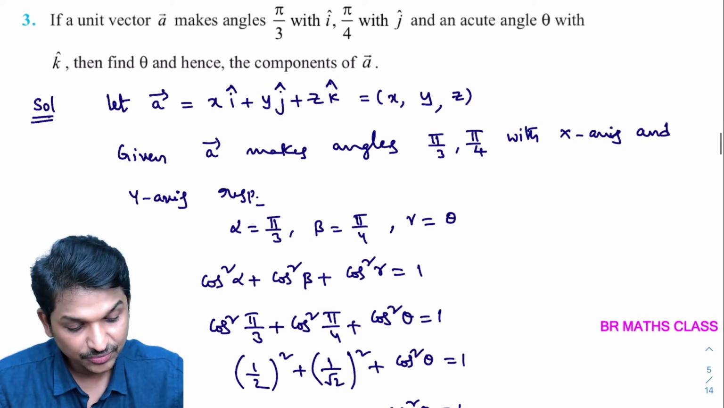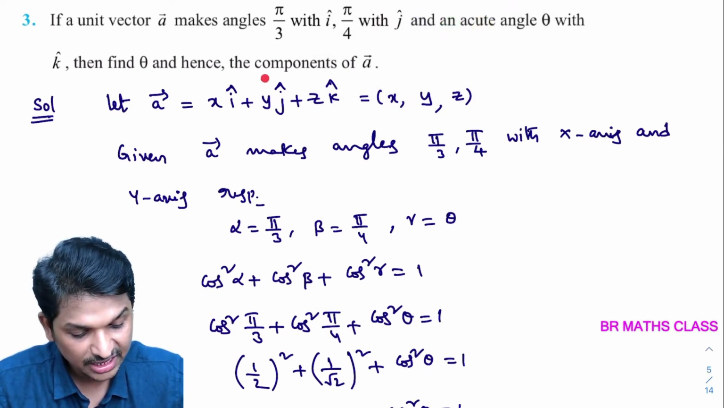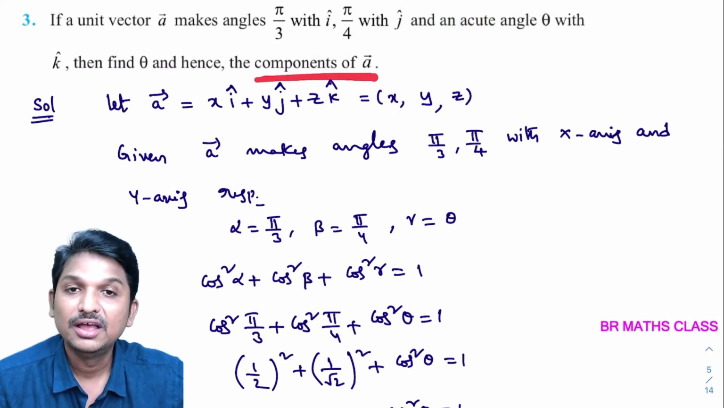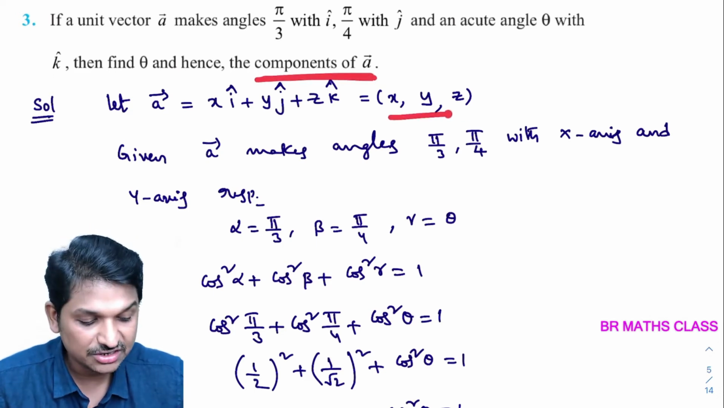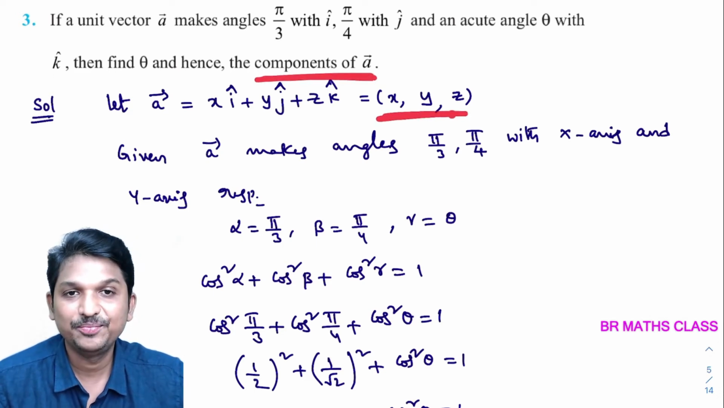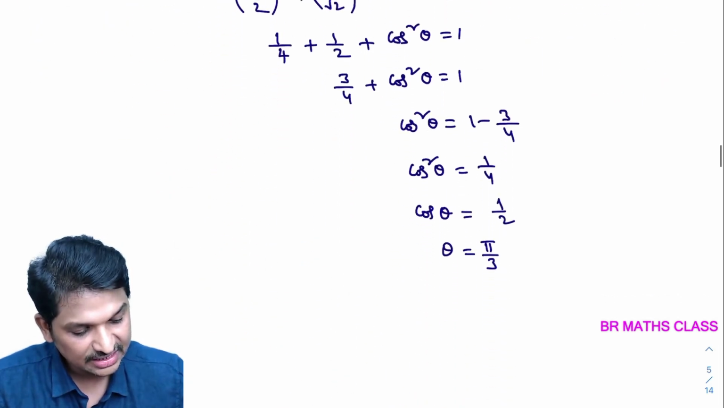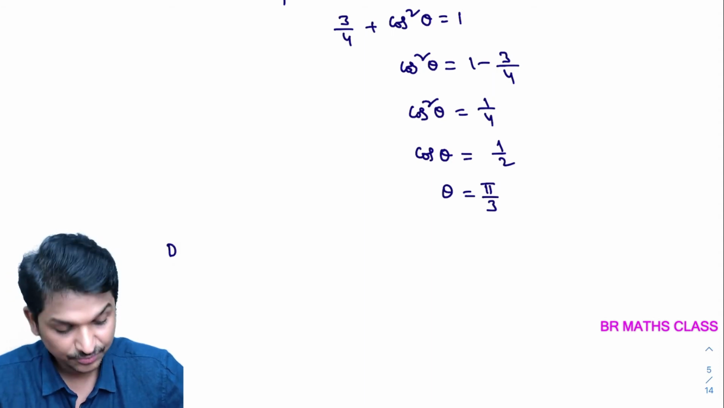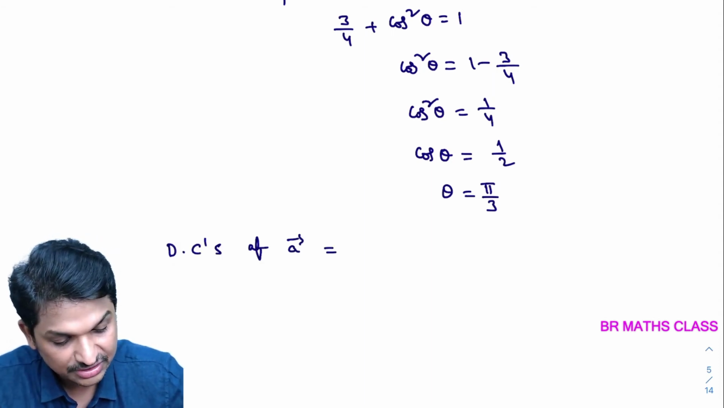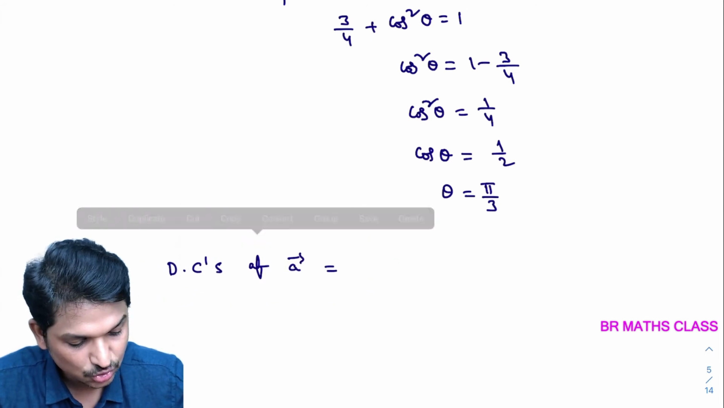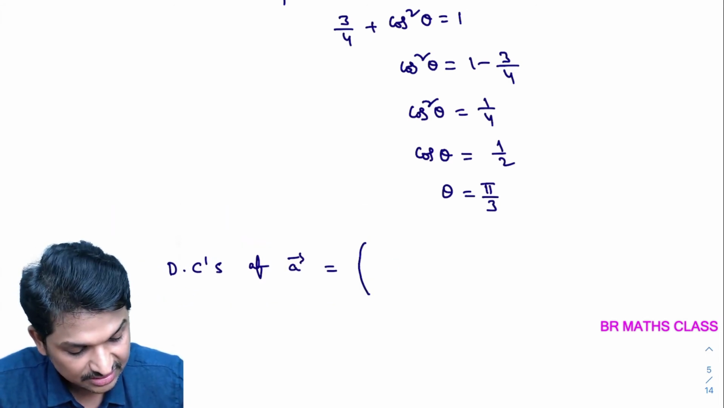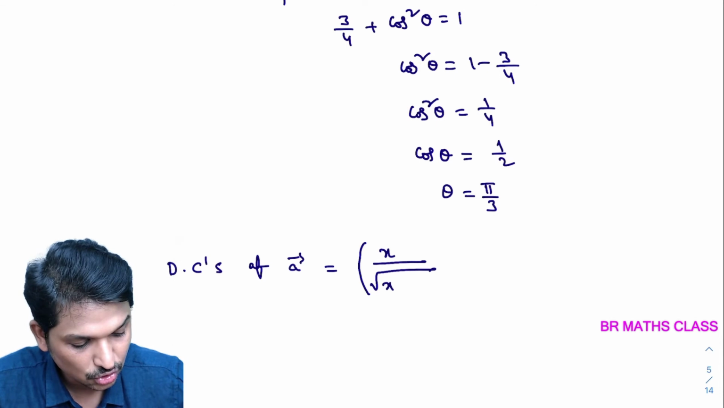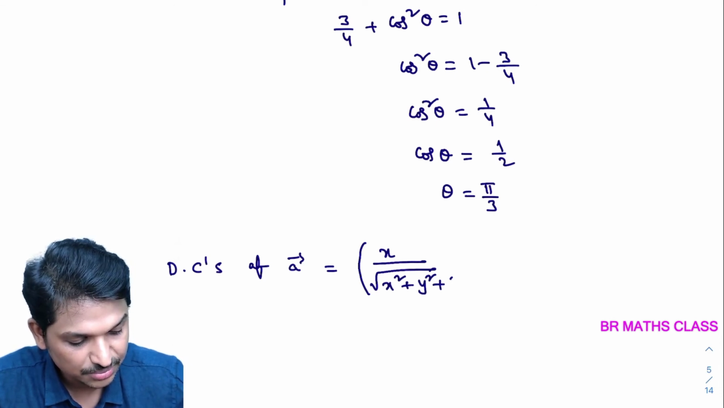In this question, they are asking the components of A bar. What are the components of A bar? X, Y, Z. That means I need to calculate the X value, Y value, Z value. Okay. So what I'll do here, I'll write the formula of direction cosines of A bar. What is the formula? Direction cosines of A bar is X divided by root over X square plus Y square plus Z square.